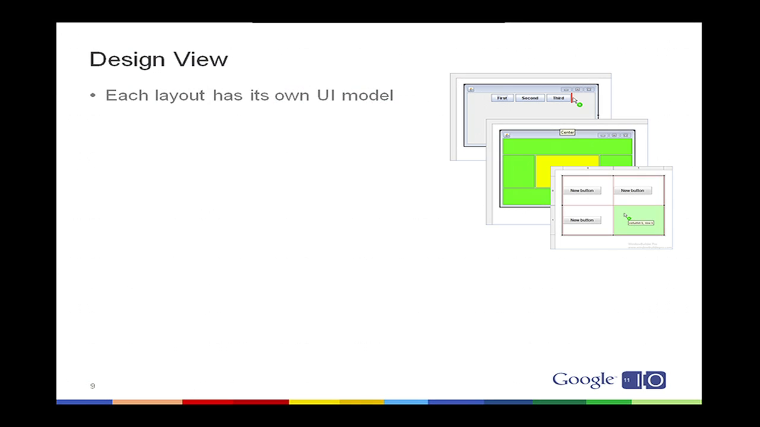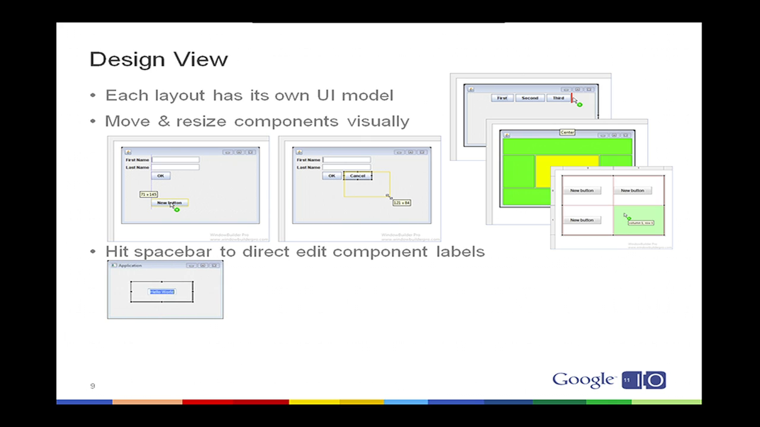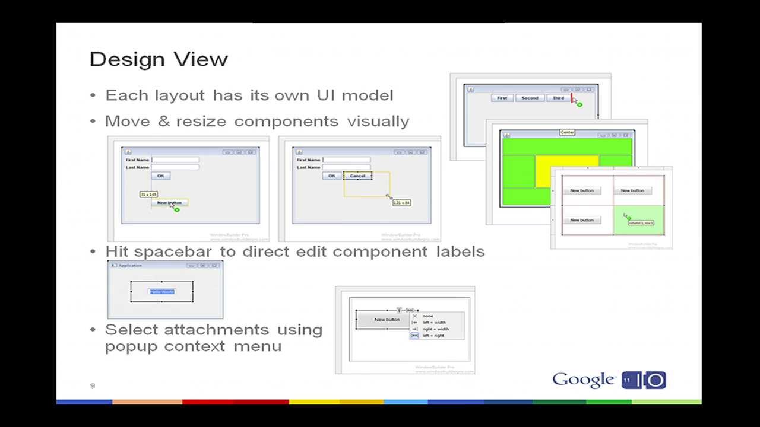In the design view, basically each different type of layout or GWT panel type has its own unique UI model and different visual feedback. You can move and resize components visually. If you hit the space bar, you can put it into direct edit mode to change text on labels, checkboxes, buttons, things of that nature. Depending on the layout manager, things like layout panels, you can also right-click to set attachments using pop-up context menus.